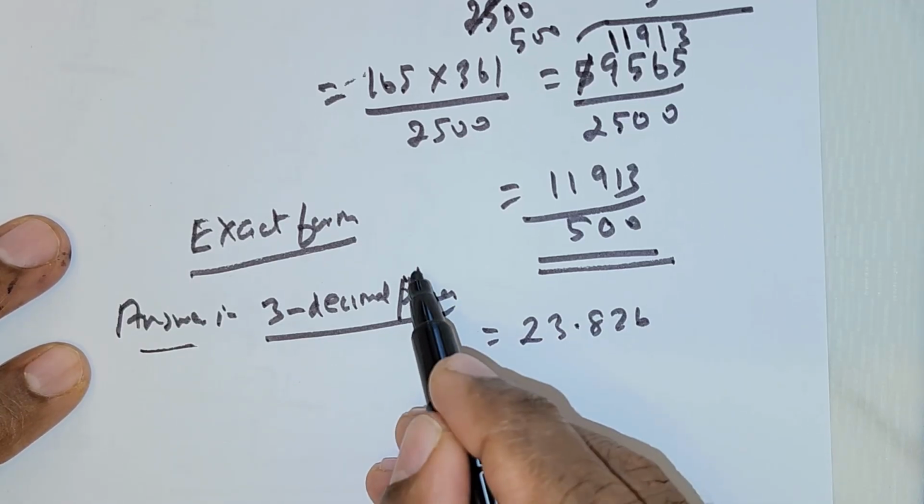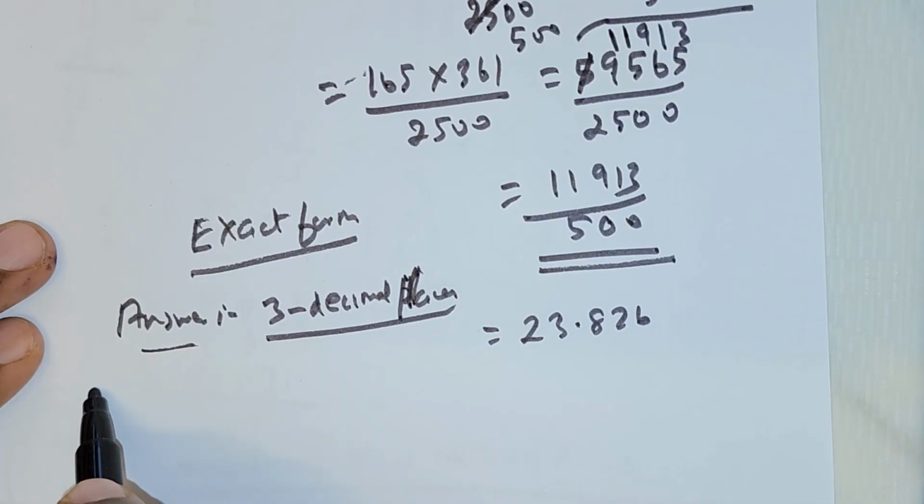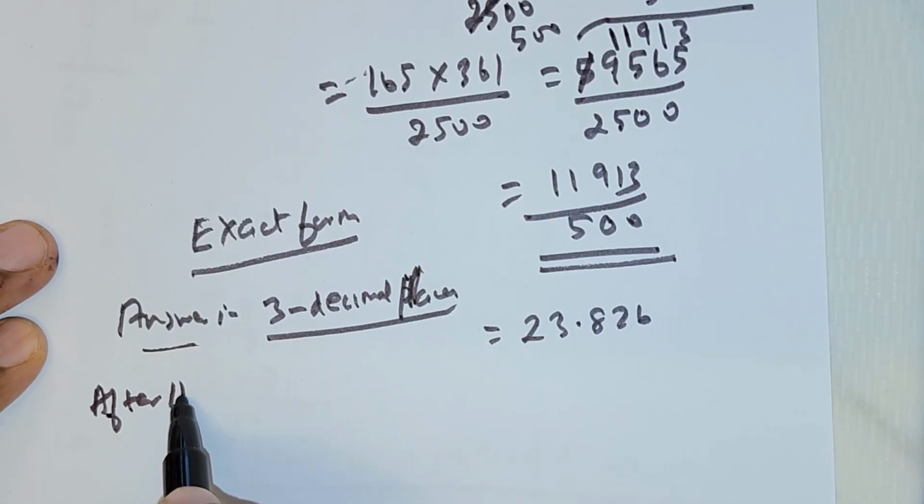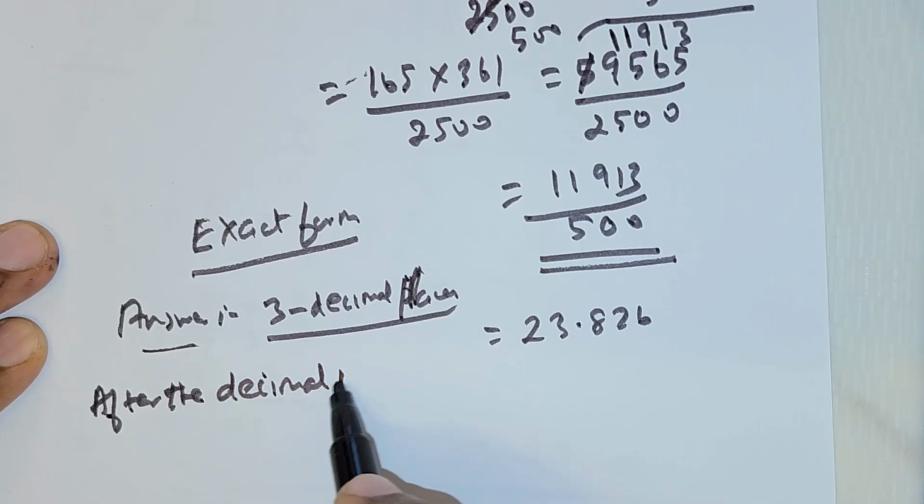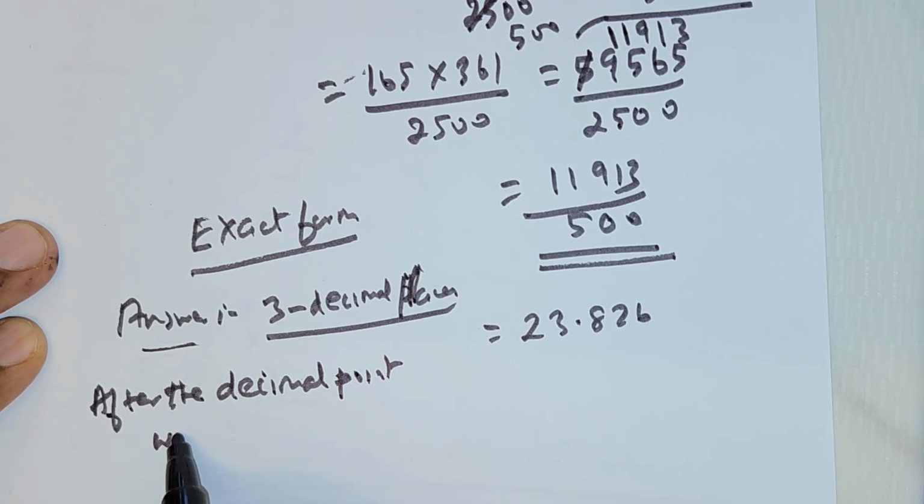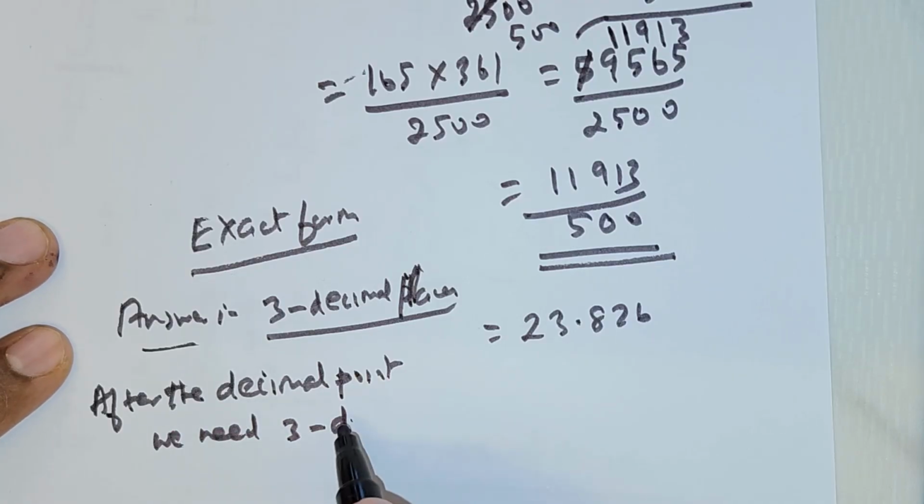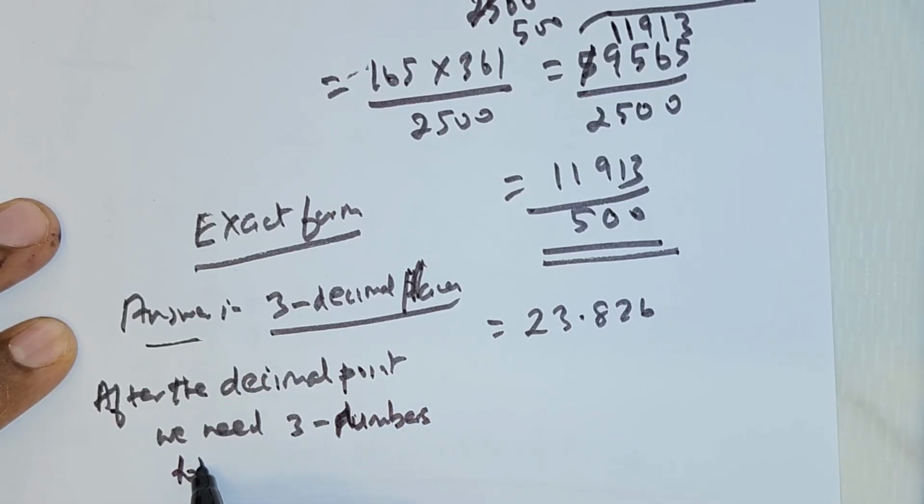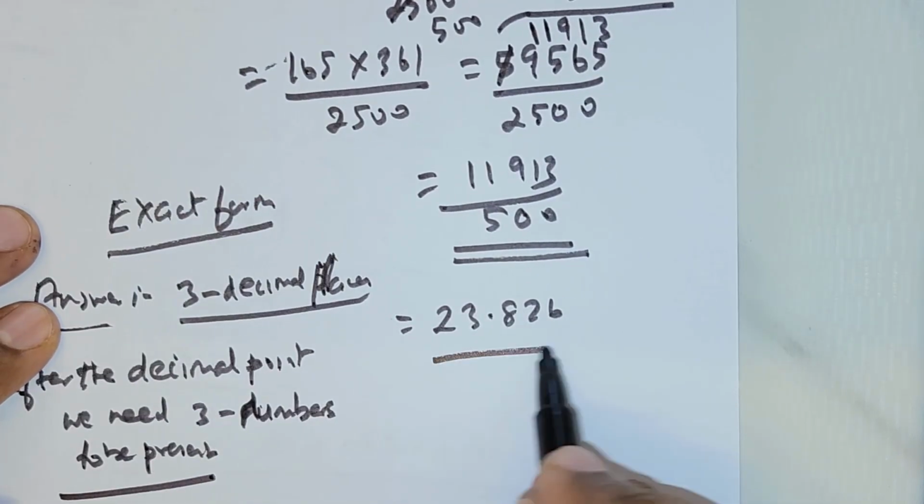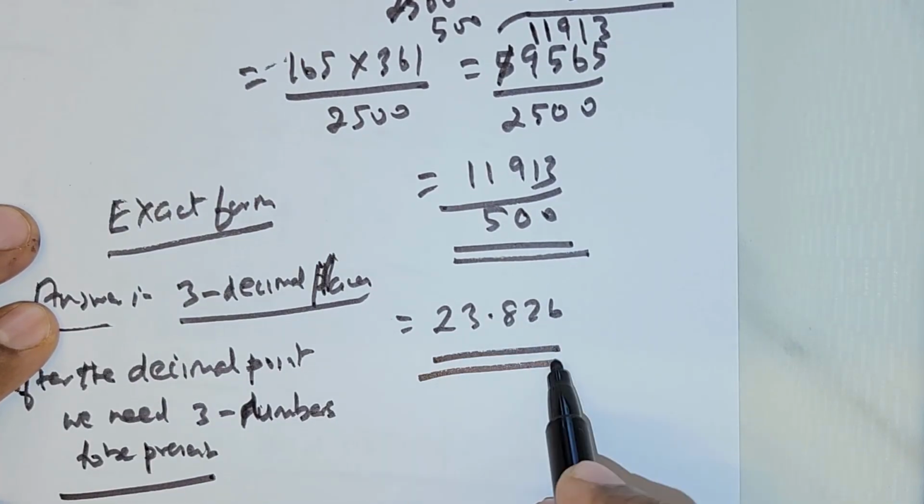So what is the meaning of this? It means after the decimal point, we need 3 digits, or I would say 3 numbers to be present. So we are getting only 3 numbers. So this would be the solution.